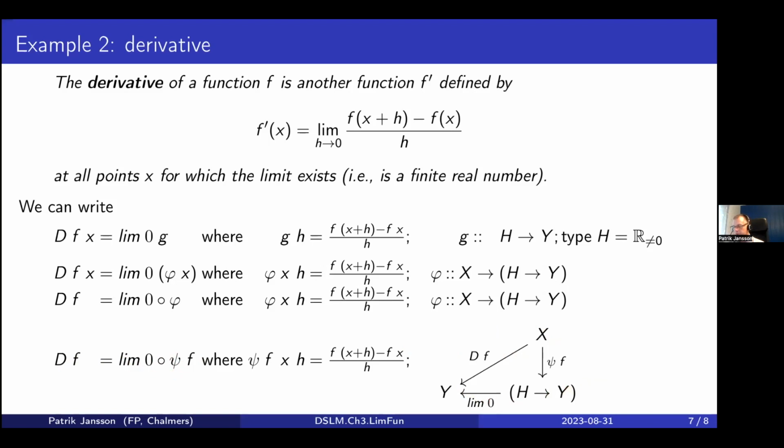So when we have a function composition, we sort of apply one function and then another function. Then if we start at the value x, we apply the first function, and we get a function h to y, we apply limit at 0, and then we get the limit y. And the derivative is defined as the composition of these two functions. So d of f is here the annotation, the label on the arrow between x and y, and that means that the derivative of f has type x arrow y.